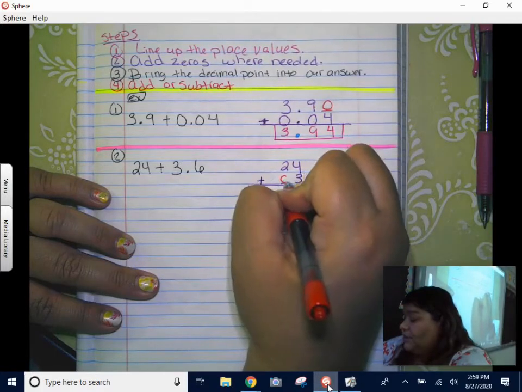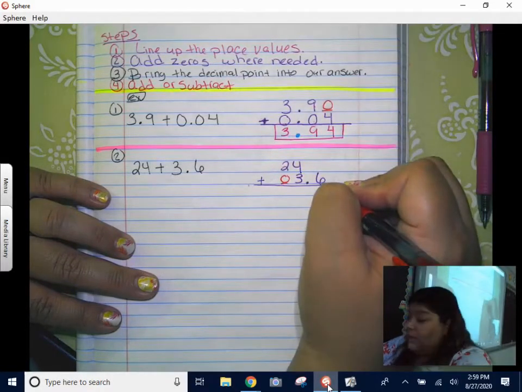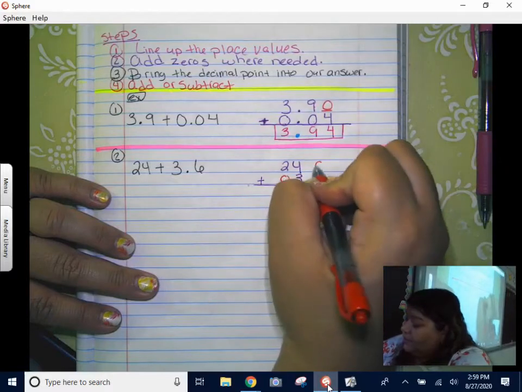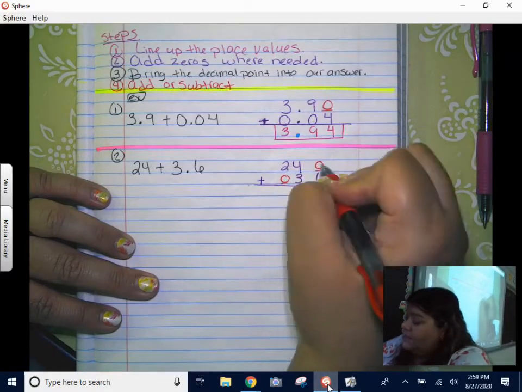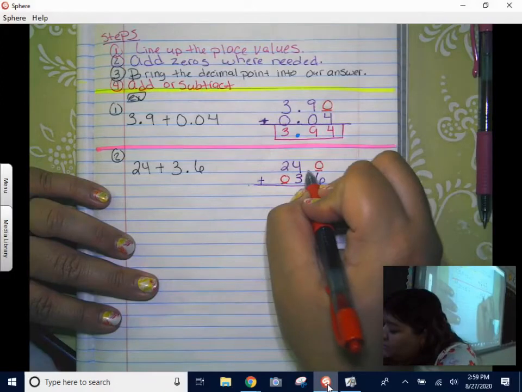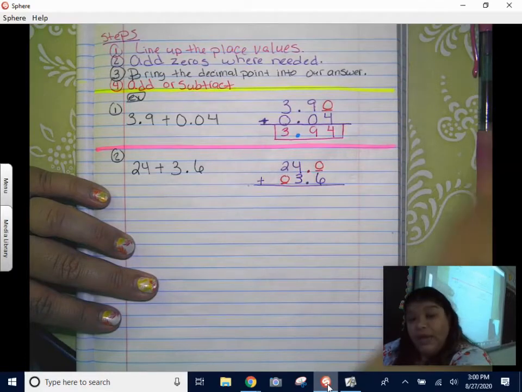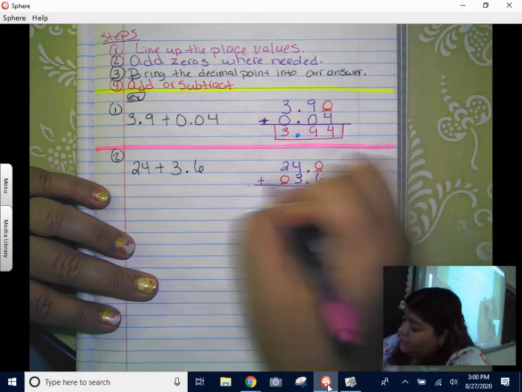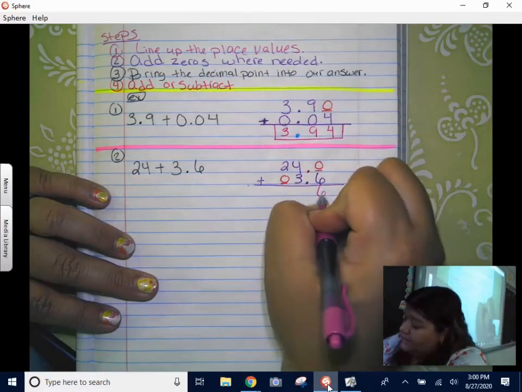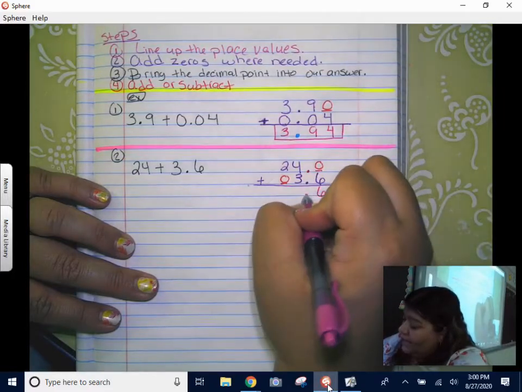a 0 there. And the 6 is missing his buddy. So let's add his buddy up there. Okay, so everybody has a buddy. And the decimal, there's his buddy too. Okay, now that everybody has a buddy, we are free to add. So 0 plus 6 is 6. Okay, bring the decimal down.